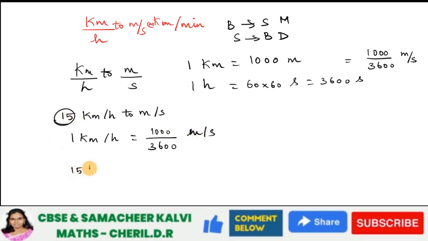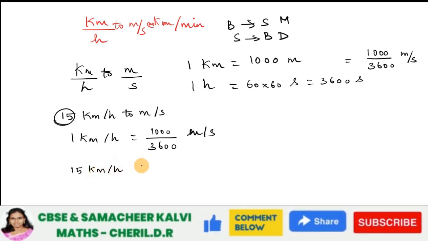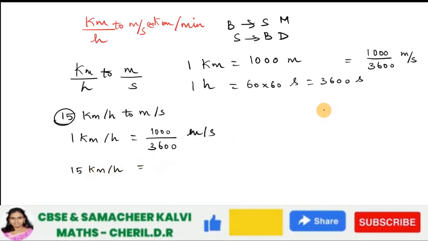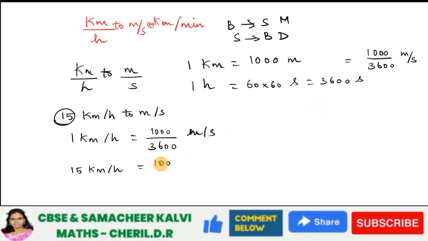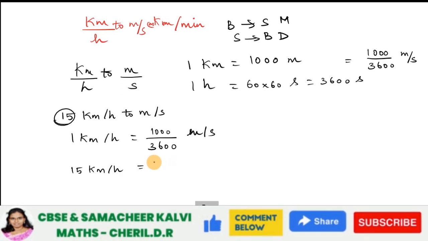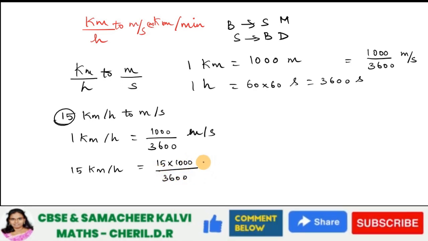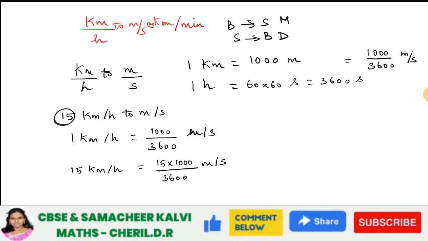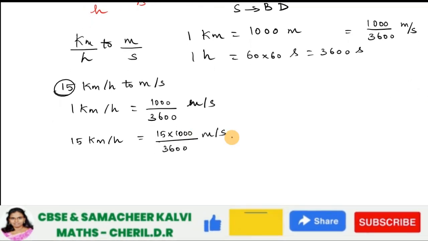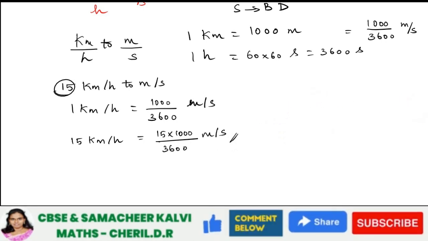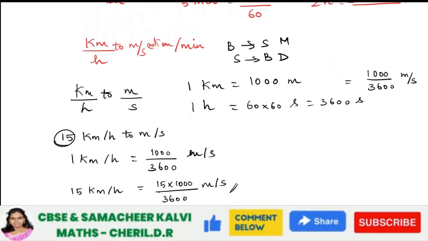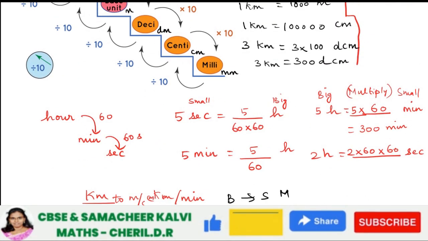Now I need for 15. So what will be 15 kilometer per hour? 15 kilometer per hour will be 15 into 1000 divided by 3600 meter per second. So in this way, if you are able to do, it will be very easy for you. So please remember this. It will be useful for everyone. Okay. So again, can we do a quick recap with all this?